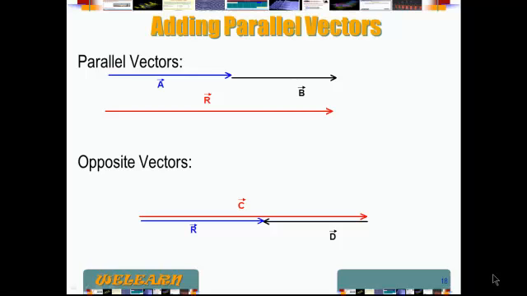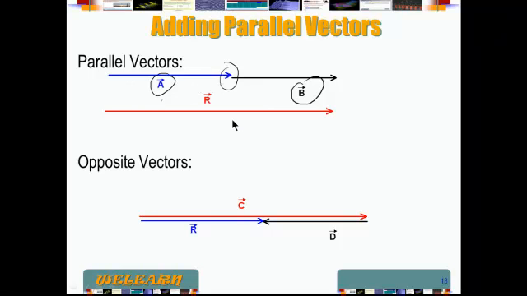One might ask what would happen when we add vectors that are parallel to each other. We still use the tail-to-tip method like we discussed earlier. For example, in this case, we have two vectors, vector A and vector B. We add them up by starting with vector A.